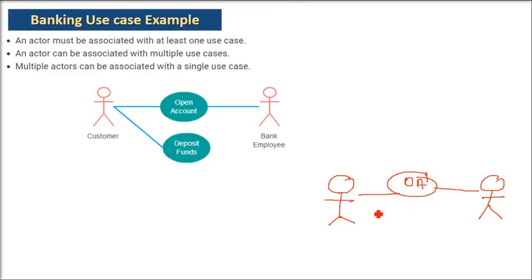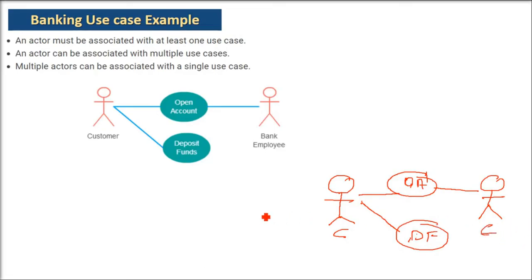Now you want to deposit the funds, deposit the money. Right now you don't require a bank employee, because all these things are automated. So just understand that we are in the present scenario. So you will deposit the fund. You don't require a bank employee nowadays. So you will link this use case you have made and now link the customer with it. What has been done? Every actor, either a customer or a bank employee, is associated with at least one use case. This condition is fulfilled.